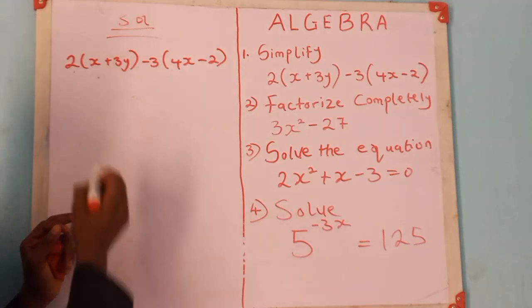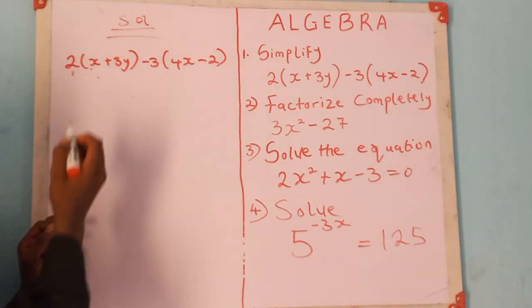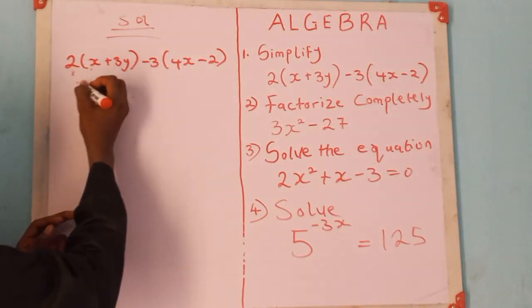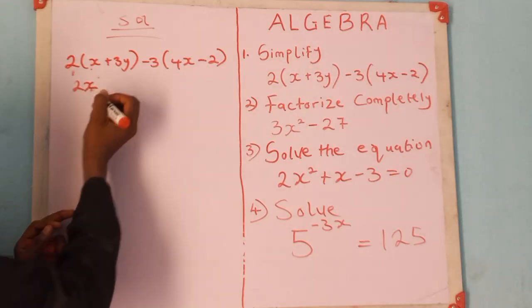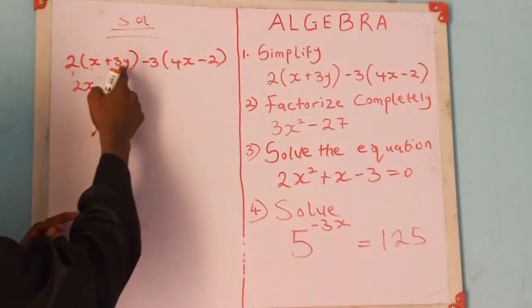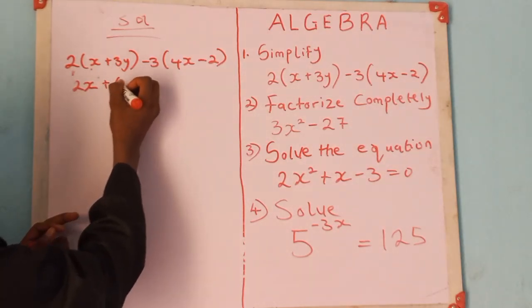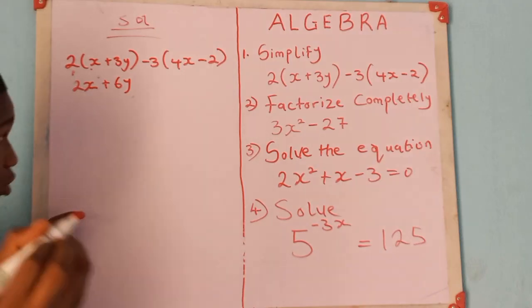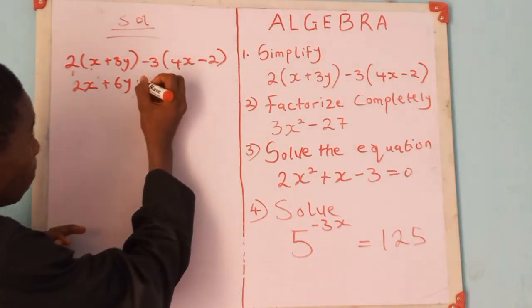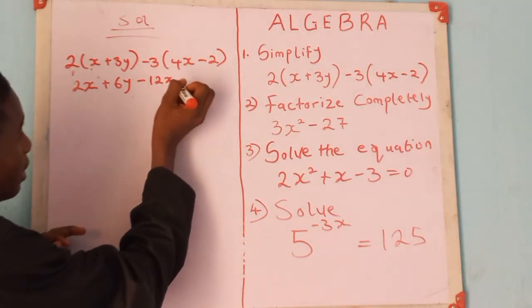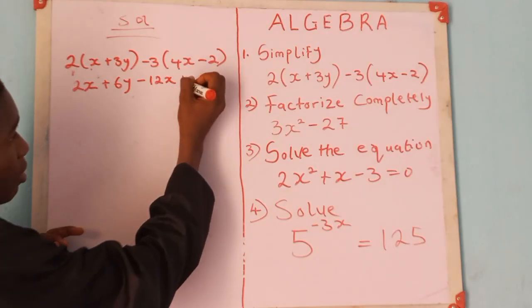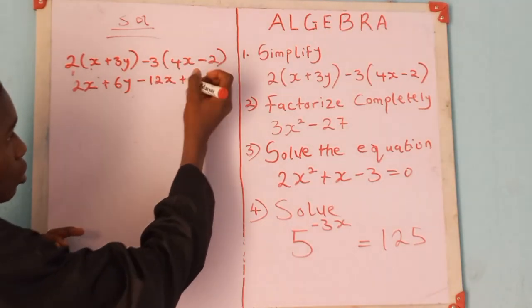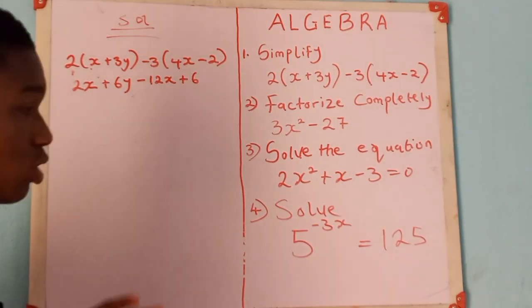What we are going to be having here is this is going to multiply this. You understand? This times this is going to give me 2x. Then this times this is going to give me 6y. You get what I'm doing, right? Then this times this is going to give me minus 12x. Minus times minus is going to give me plus. 3 times 2 is going to give me 6. You understand what I'm doing now?